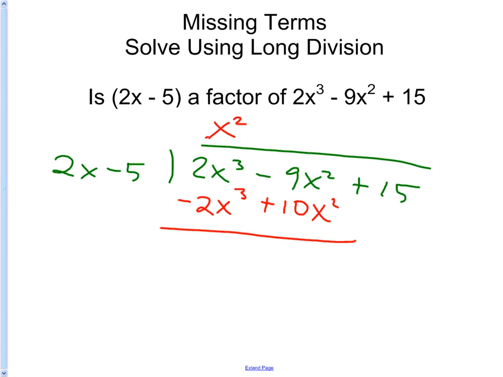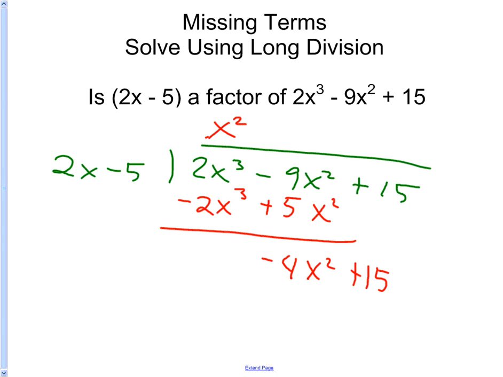Sorry about that. And then that wouldn't be 10 anymore. It would be minus 5x squared, but then I got to change the sign to positive. So it's negative 4x squared. There we go. Plus 15.